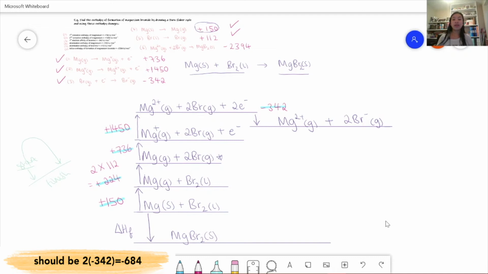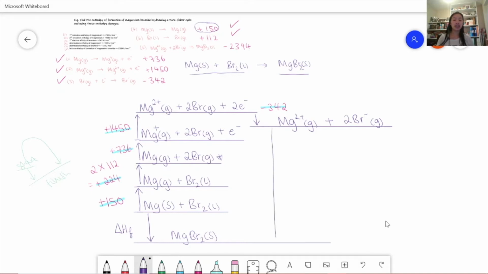And then finally we have this lattice enthalpy of formation of magnesium bromide, and now you can see that actually this is just this reaction here, because we're going from the gaseous constituent ions of magnesium bromide to form the solid ionic compound. And so this value is minus 2,394. And I'm just going to highlight that so we know which numbers to look at.